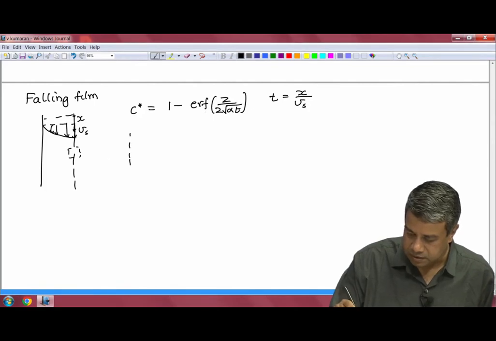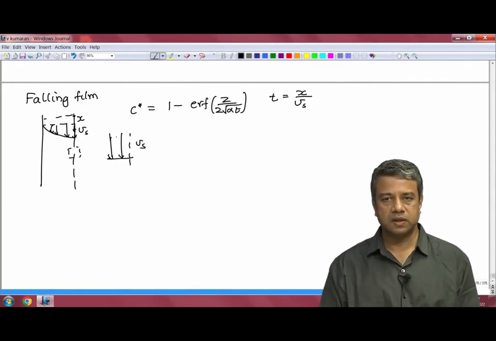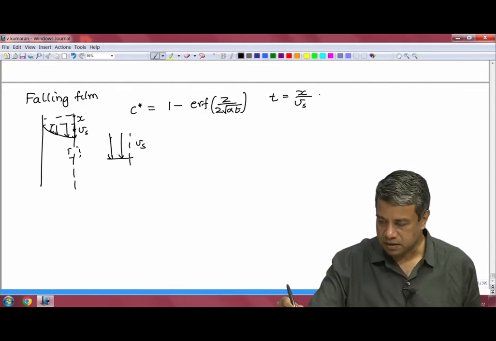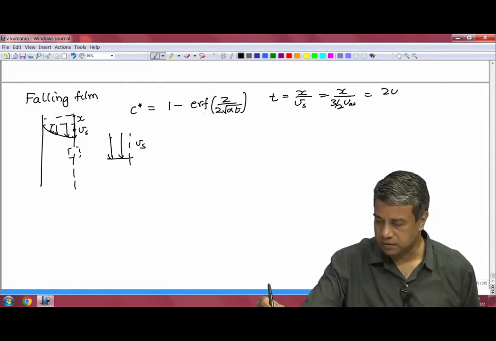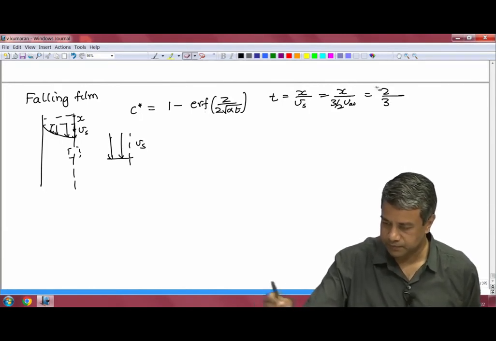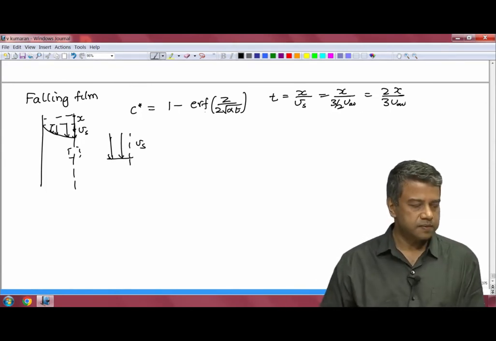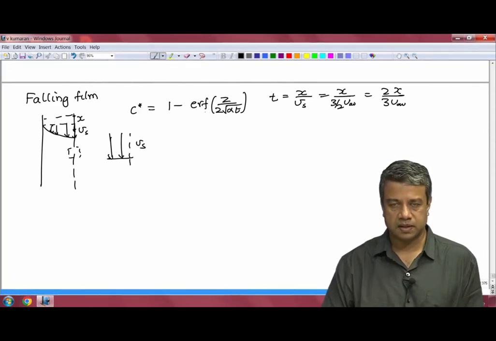This was assuming that the velocity is approximately a constant equal to Vs close to the surface, because the slope has to go to 0 in order to satisfy the no stress condition at the surface. And we had seen that Vs is equal to 3 by 2 times the average velocity. So, t was 2x by 3 V average. And on this basis, we had got the correlation for the Nusselt number or the Sherwood number in this case.